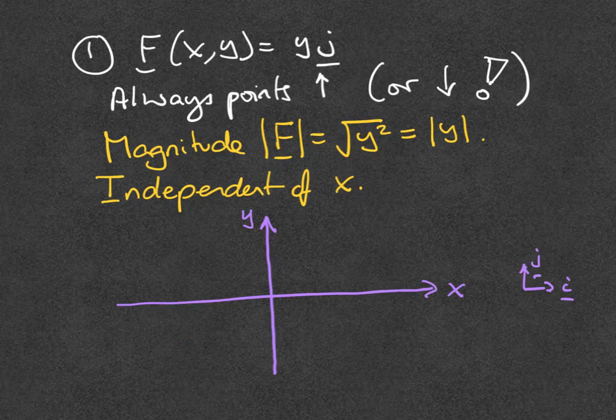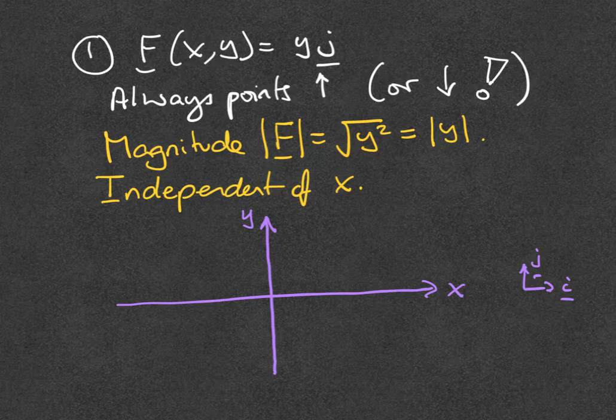So we already know a great deal. In the upper half plane, it points upwards at all points. In the lower half plane, it points downwards at all points. We need to look at the magnitude of our vector field. That's very easy. It's just going to be the square root of y squared, and that's the modulus of y. So the magnitude is just dependent upon what the value of y is, and it's independent of x.